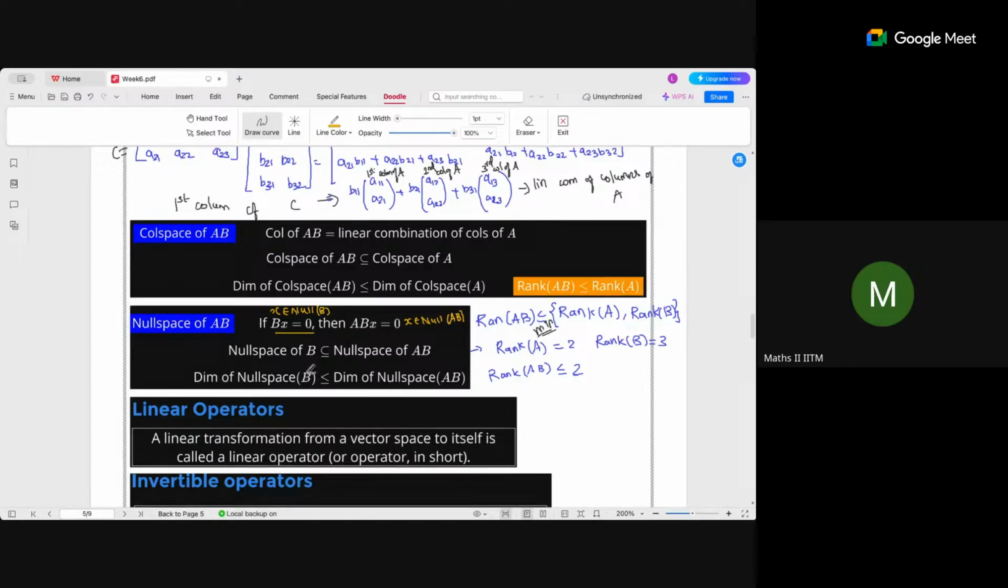So what do we call the dimension of null space of B? The dimension of null space of B, how do we call it? Just like the dimension of column space of AB is the rank of AB. Same way, what is the dimension of null space of B?